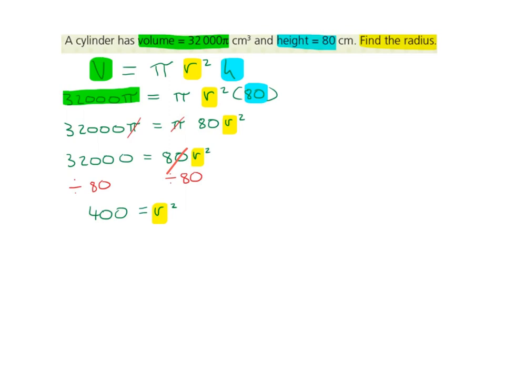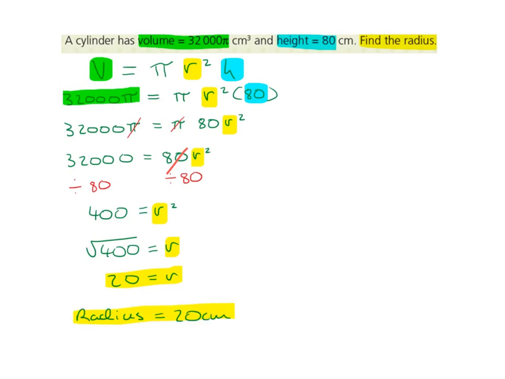So we're going to have to square root the 400. And the square root of 400 will give us r. And the square root of 400 is 20. So r is equal to 20, or 20 is equal to r. So the radius is equal to 20 centimetres.